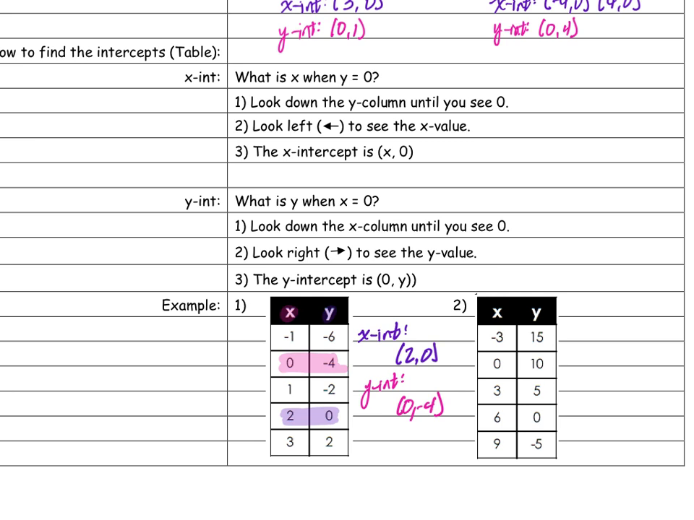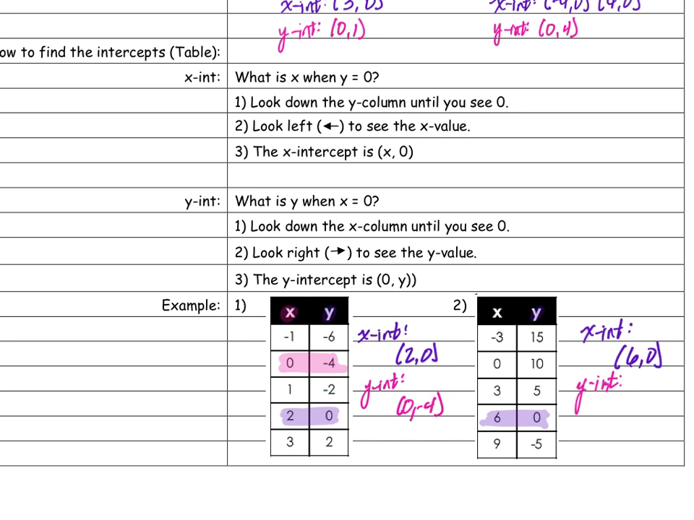Okay? So same thing for part 2, x-intercept, y-intercept. Okay, so I'm going to look down my y column until I find a 0. Oh, here it is. And we've got it right here. So my x-intercept is 6, 0.